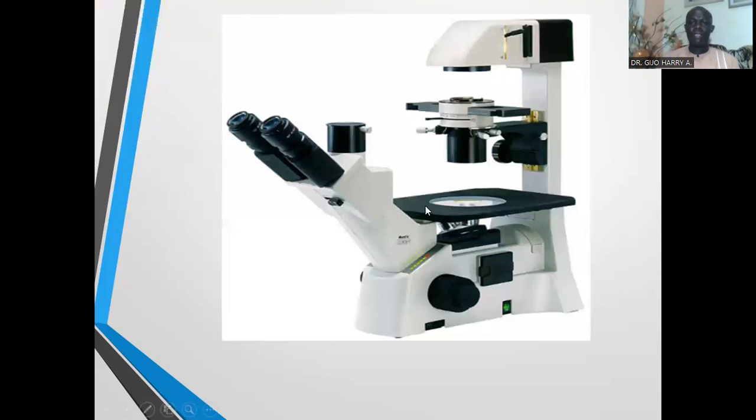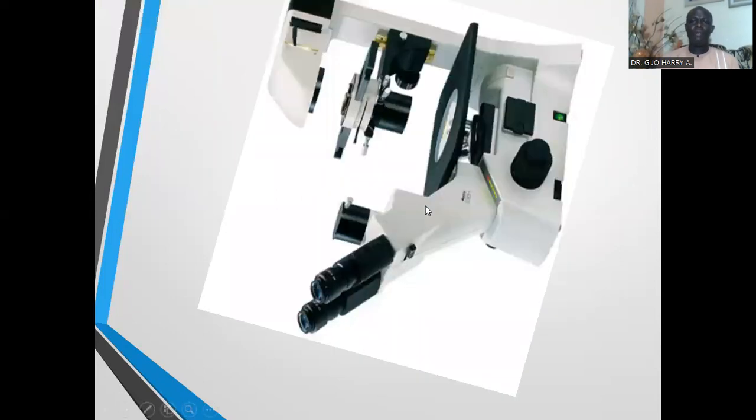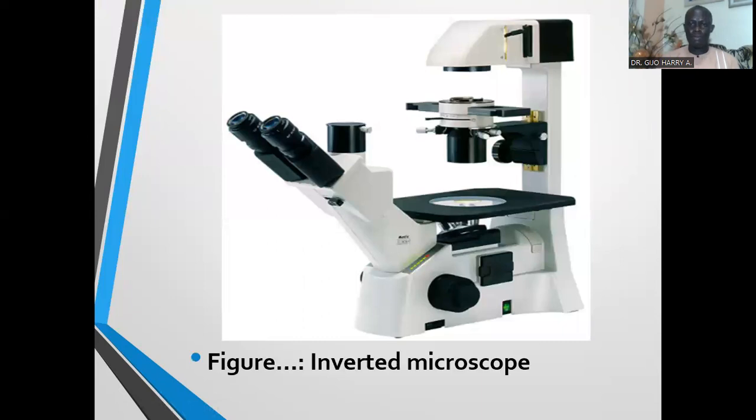Now this is the image of the inverted microscope. The condenser of the inverted microscope is on top of the stage, and the light source is also on top of the stage. Now this is the eyepiece. So the image is viewed from bottom to top instead of from top to bottom as it is with other optical microscopes.